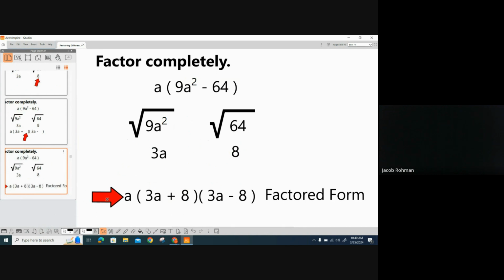And then make sure you have the a, which was the GCF, on the outside. So there's 3 factors here. There's a, 3a plus 8, and then 3a minus 8.